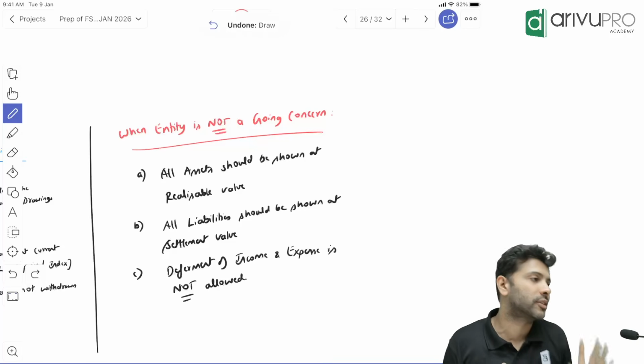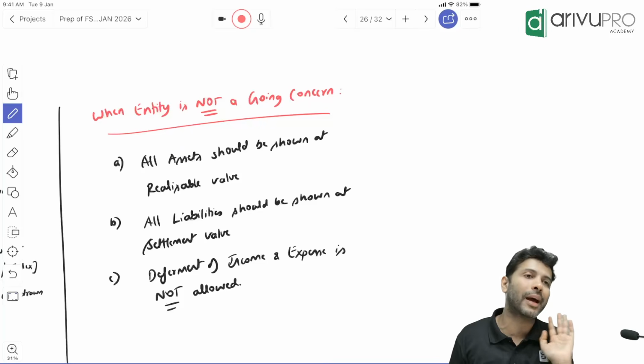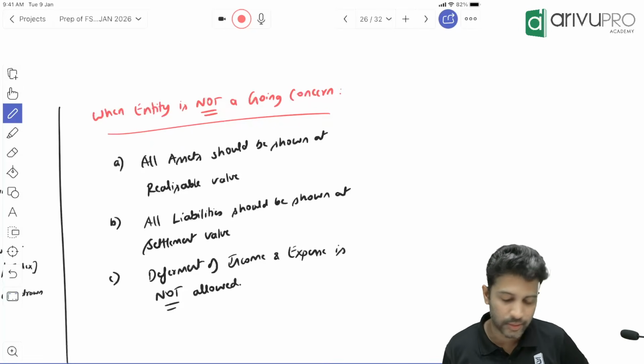The next problem is on this. When the entity is not a going concern, how you need to prepare your P&L and balance sheet. That's your next problem.